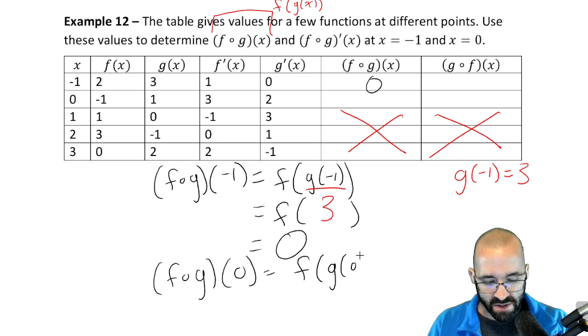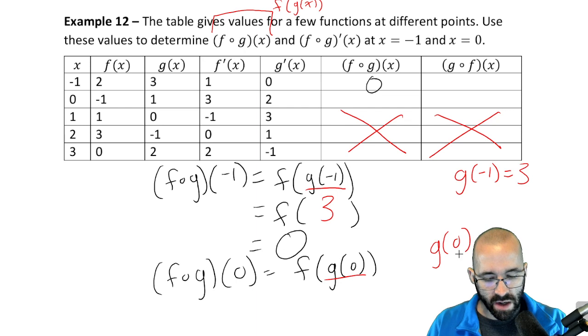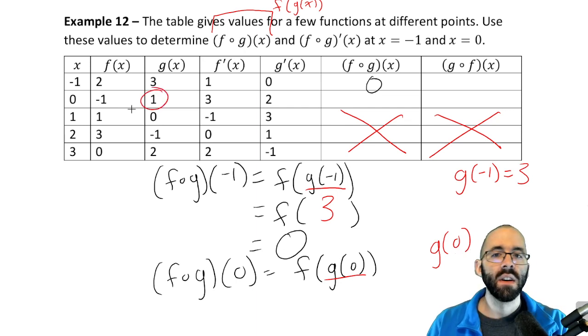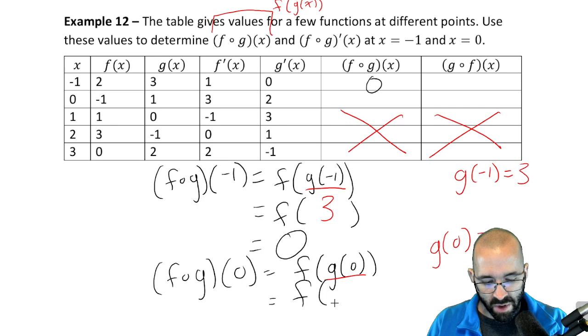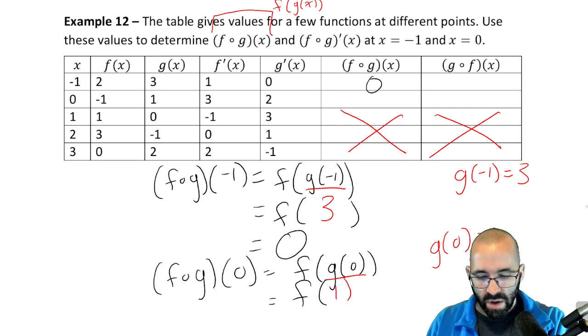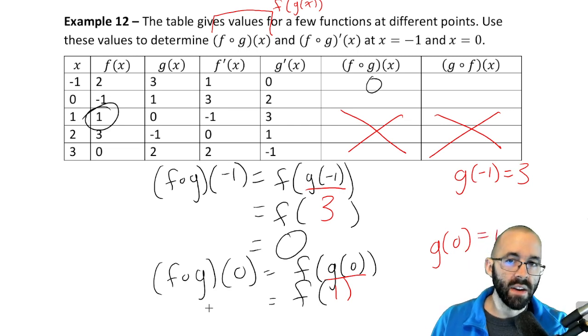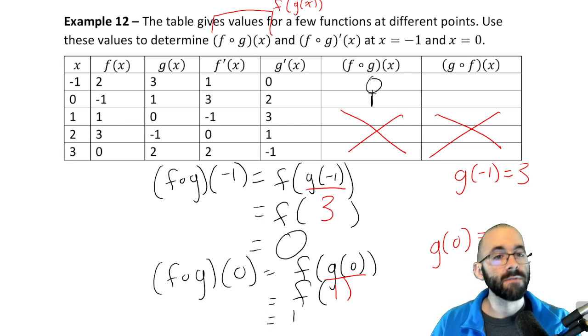This is f of g of 0. Again, we have to figure out, well, what is g of 0? We go over here and find that when x is 0, g is 1. So over here, we're now left with f of 1. And we can find out that f of 1 is 1. When x is 1, f is also 1. And that'll be our value here.